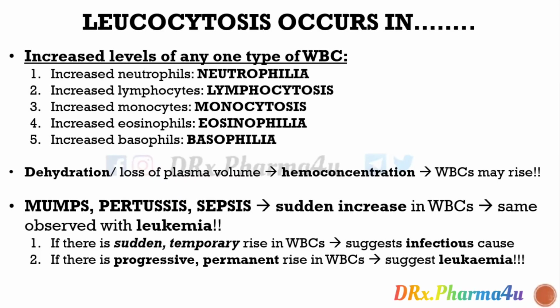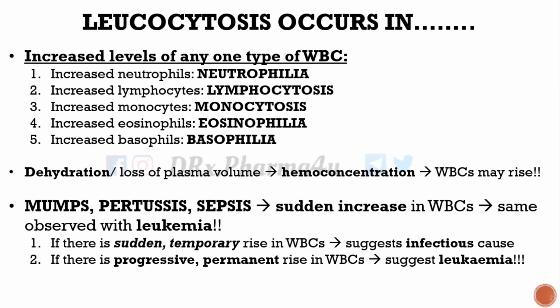But there are some conditions in which all 5 types of WBCs increase together. Those are some interesting conditions. For example, if you are very severely dehydrated or having loss of plasma volume, there is a condition in which your blood becomes very viscous. That condition is known as hemoconcentration. This may be seen in patients suffering from venous thromboembolism also, because there is sluggishness of blood, or the blood becomes very slow.